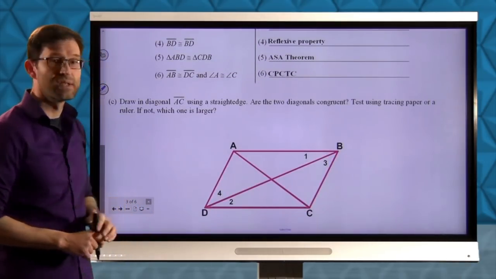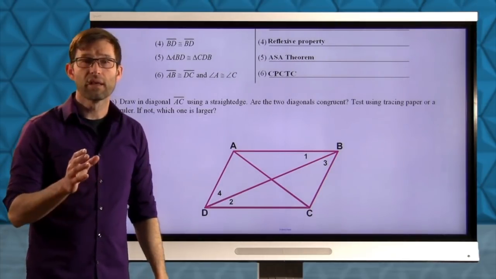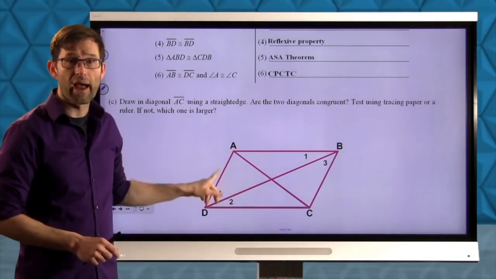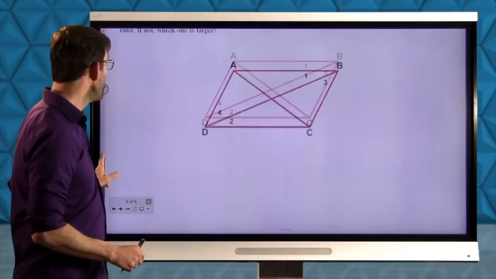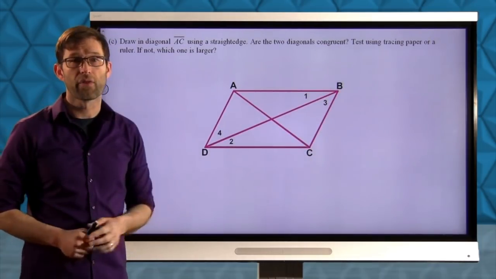Let's take a look at letter C really quickly before we go on to the next exercise. One of the things that kids get confused about, especially with parallelograms, is those diagonals that are drawn in. And in fact, many students will assume that the 2 diagonals of a parallelogram are always the same length.